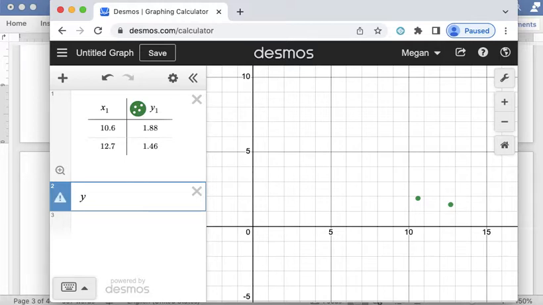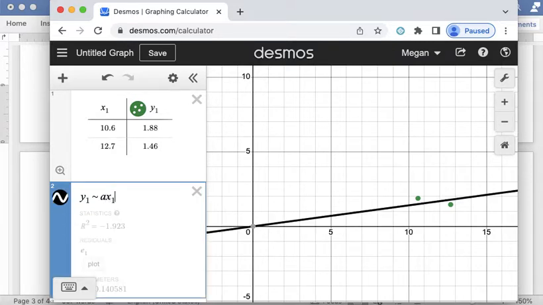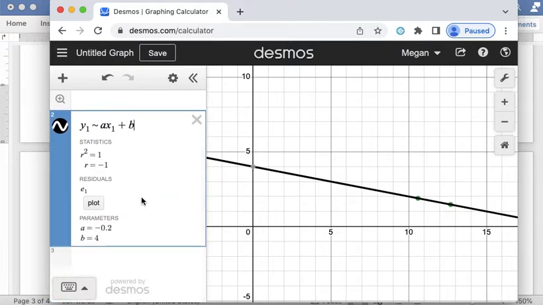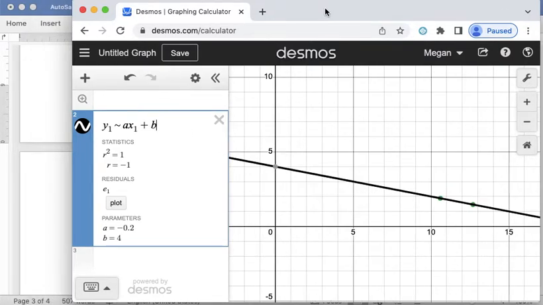And then what I'm going to do is find the equation of my regression equation. So same as we did before, y1, use the approximately symbol, ax1 plus b. And when there's only 2 points, then the line is going to exactly go through those 2 points. 2 points make a line, and it'll tell me what the slope and y-intercept of that line are. And those slope and y-intercept are for the exact line that goes through those 2 points. So pretty neat shortcut here using Desmos.